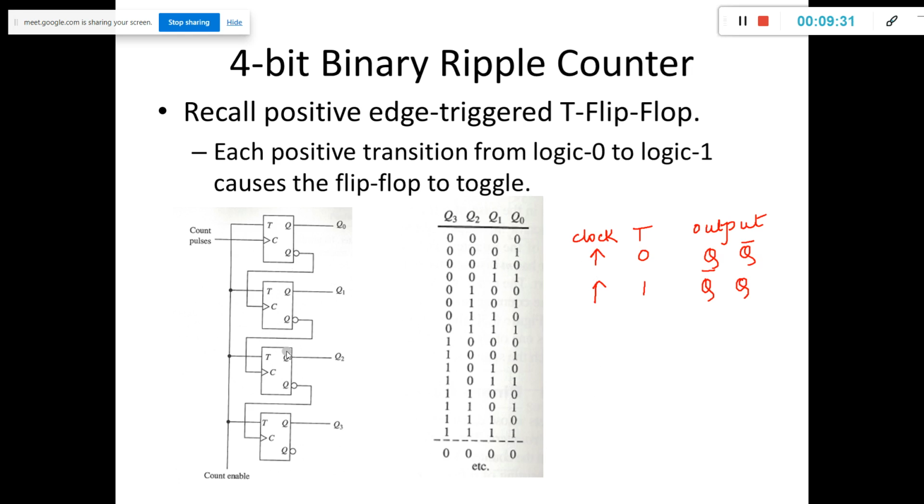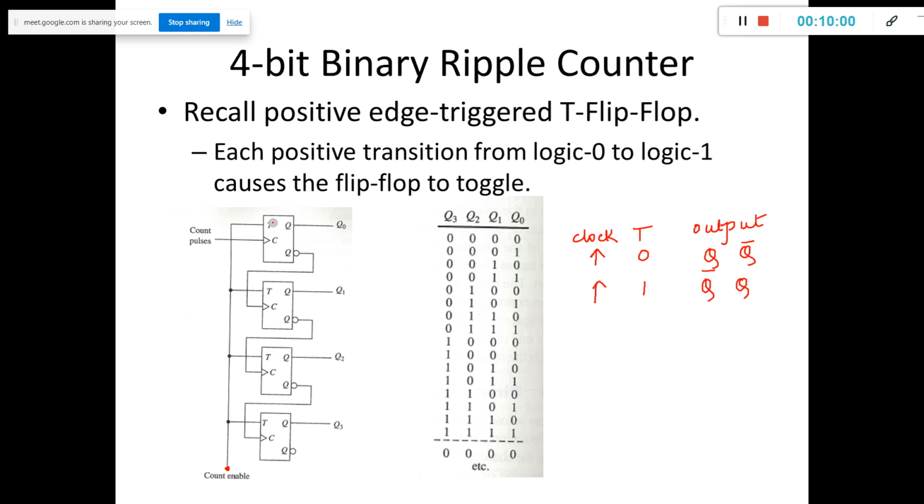So let me explain this now. Here you can see the count enable. The count enable is applied to the T input of all the flip-flops. From here it is applied to the first flip-flop. Next it is applied to the second flip-flop, next to the third flip-flop, and here to the fourth flip-flop.